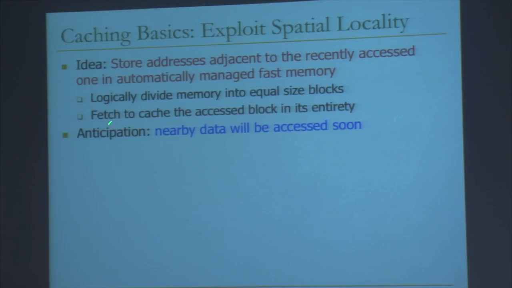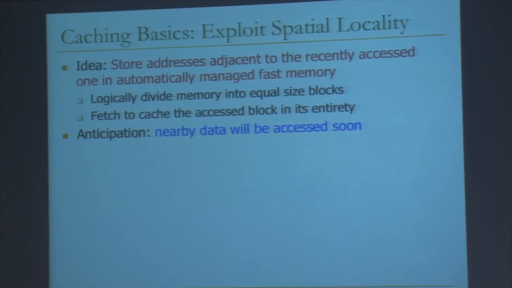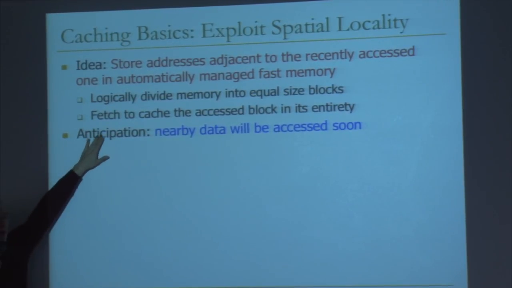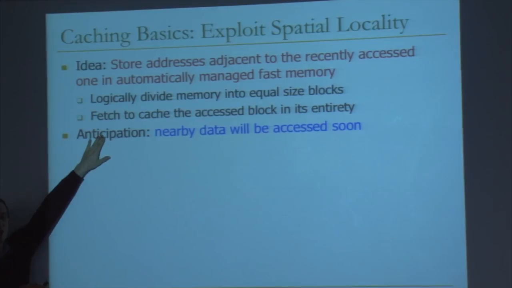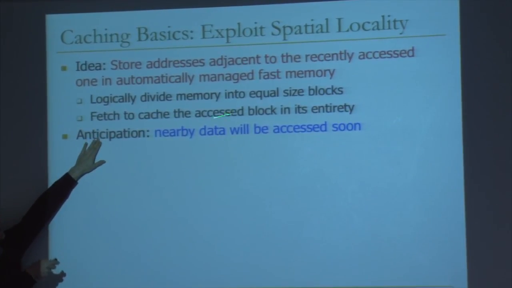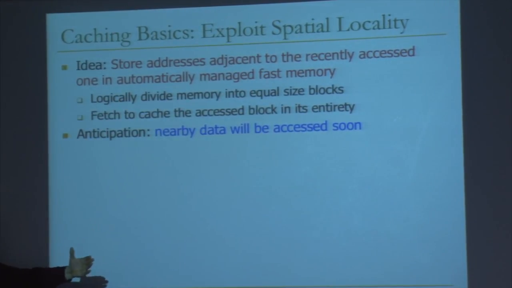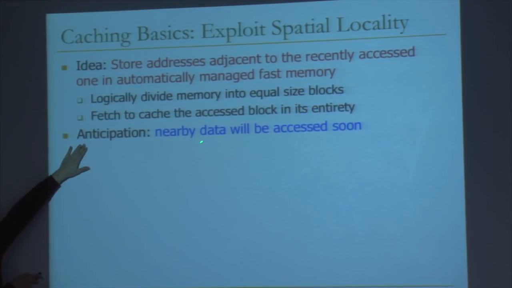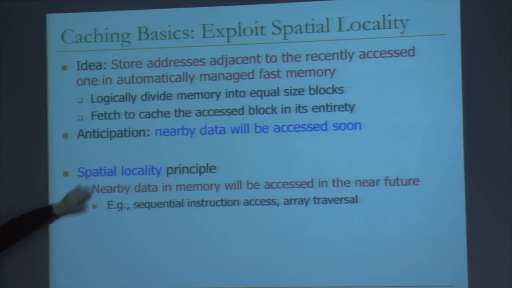And to be able to do that, what modern processors do is they logically divide memory into equal-sized blocks. And whenever they need a word in a block, they fetch to the cache the accessed block in its entirety. They don't fetch just the word, but they fetch the block that the word belongs to. And this is the anticipation: nearby data will be accessed too. And we've discussed why this happens, right?